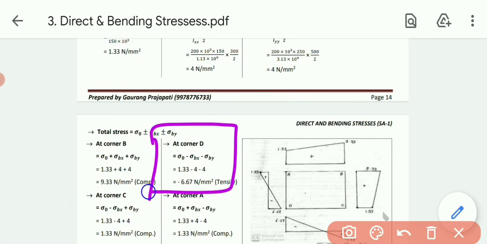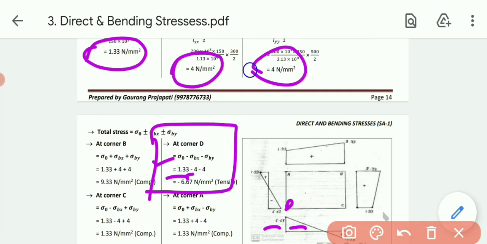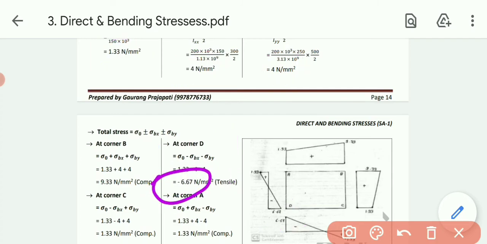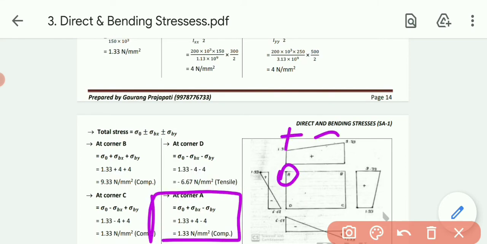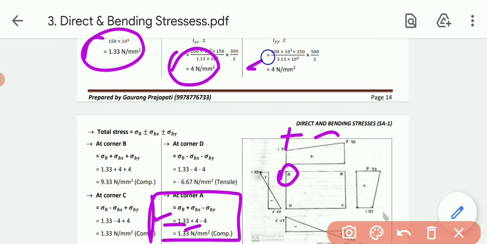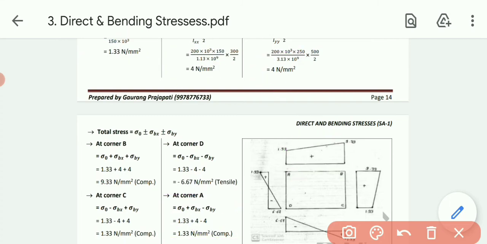Then at corner D, that means third quadrant, minus minus: sigma 0 minus sigma Bx minus sigma By. Sigma 0 is 1.33, sigma Bx is minus 4, sigma By is minus 4. Simplifying this, I will get the answer minus 6.67 Newton per mm square, tensile. And last one, at corner A, fourth quadrant, plus minus: sigma 0 plus sigma Bx minus sigma By. Sigma 0 is 1.33 plus sigma Bx, that is 4, minus sigma By, that is 4. So I will get the answer 1.33 Newton per mm square, as it is positive.